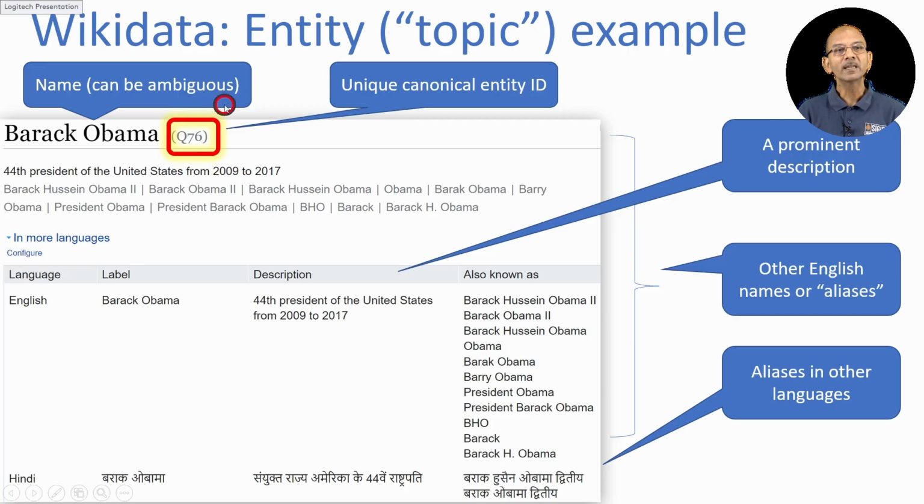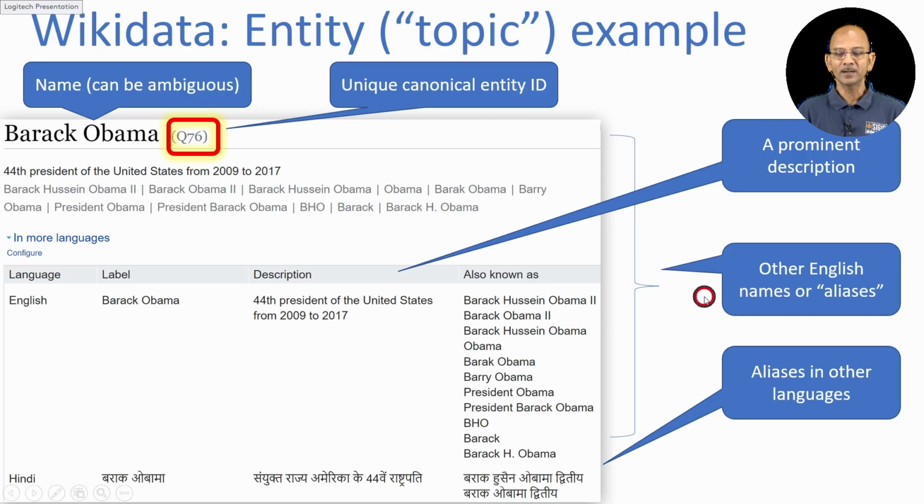In the case of Wikidata and Barack Obama, that number is Q76. There is no meaning in that string. It's just a unique string that will not be shared by any two people or any two entities in Wikidata. So that's Barack Obama's unique canonical entity ID. Then there would be a prominent description, 44th President of the United States. So that would more or less disambiguate this person from any other person in the knowledge graph.